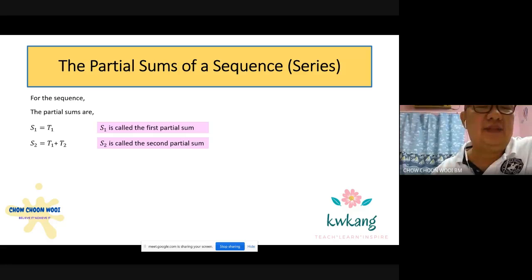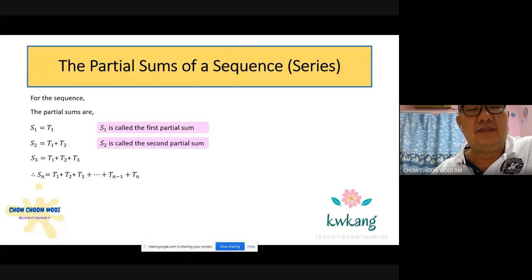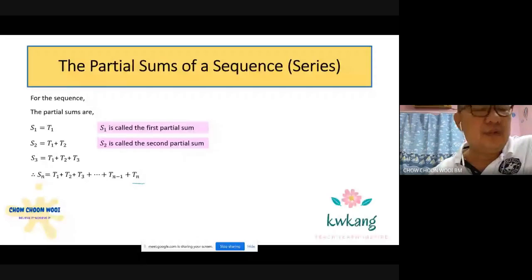S3 sama dengan T1 tambah sehingga sebutan 3. Yang ni kita dulu masa tadika kita dah belajar dah kan. So Sn is equal to T1 plus T2 plus T3 plus up to Tn minus 1 and Tn, from the first term up to n term. Okay, itu Sn. Is it okay?